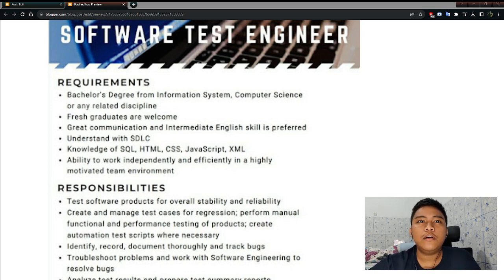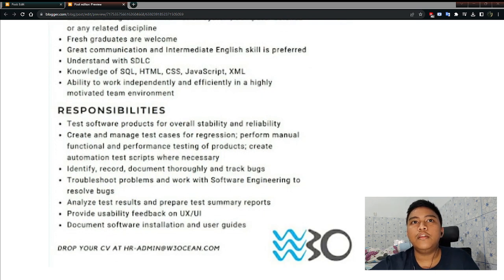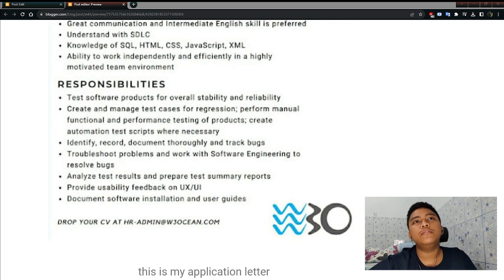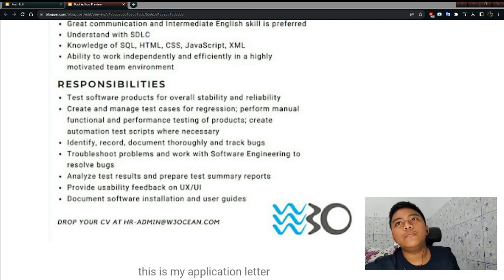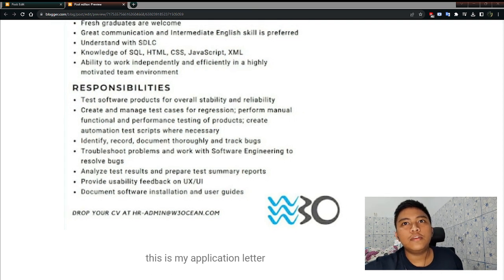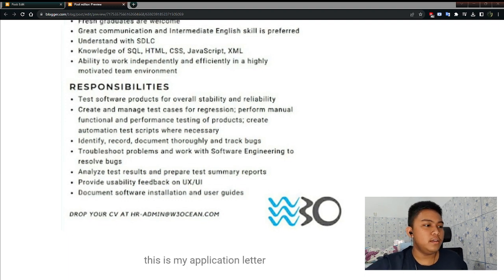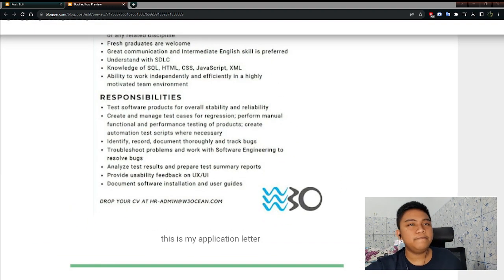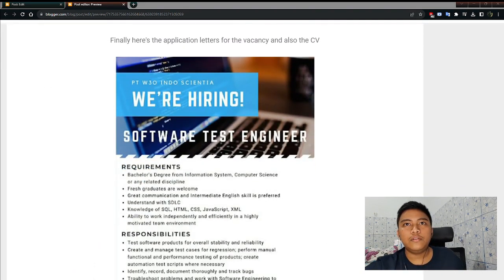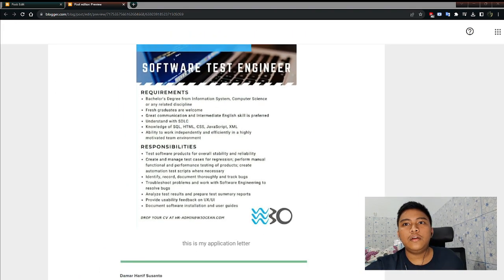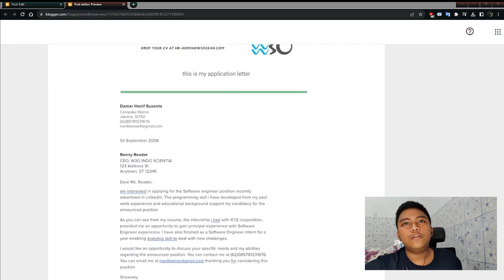Also the ability to work independently and efficiently in a highly motivated team environment. And there are the responsibilities: to test software products for overall usability and reliability, create and manage test cases for regression, perform manual functional and performance testing of products, and create automation test scripts where necessary. So this is the vacancy, and I wrote the application letter for the vacancy.